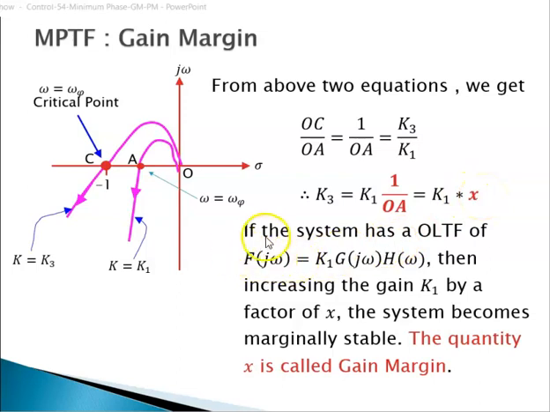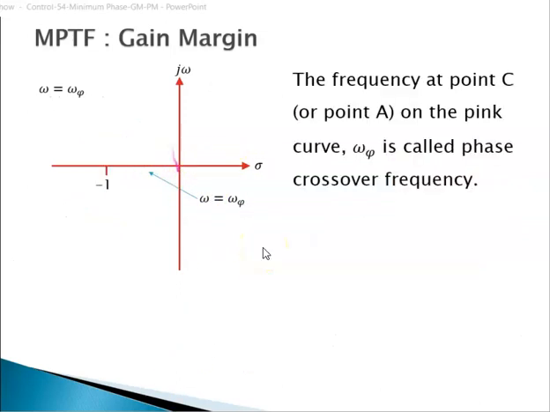So what this means is, if the system has an open loop transfer function of F of j omega is K1 times G of j omega, H of j omega, I'm sorry, j is missing here, then increasing K1 by a factor of X, the system becomes marginally stable. When we say it's marginally stable, the curve passes through the critical point. This quantity X is called gain margin, 1 over the distance OA.